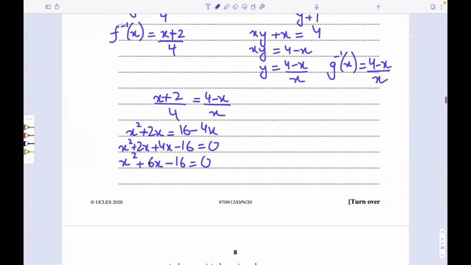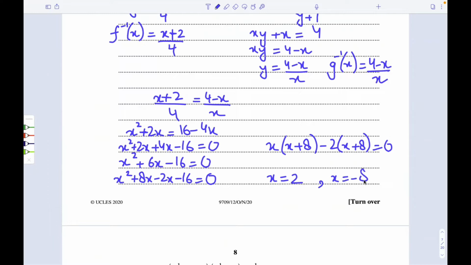All right, so continuing over here, now we'll just solve this by factorizing. So this will become x square plus 8x minus 2x minus 16 is equals to 0. And this will become x into x plus 8 minus 2 into x plus 8. Finally, the two values of x would be x equals to 2 and x equals to minus 8.